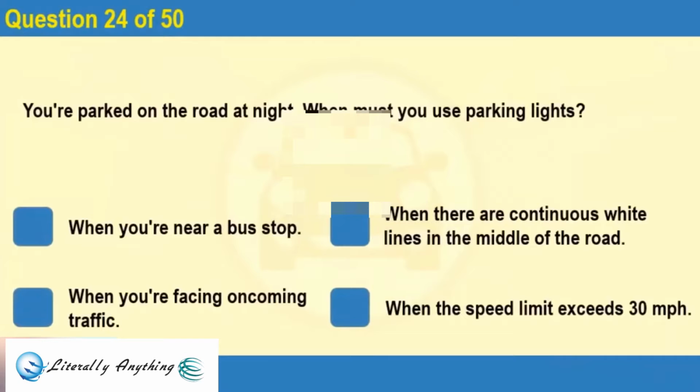You're parked on the road at night. When must you use parking lights? 1. When you're near a bus stop. 2. When there are continuous white lines in the middle of the road. 3. When you're facing oncoming traffic. 4. When the speed limit exceeds 30 miles per hour.